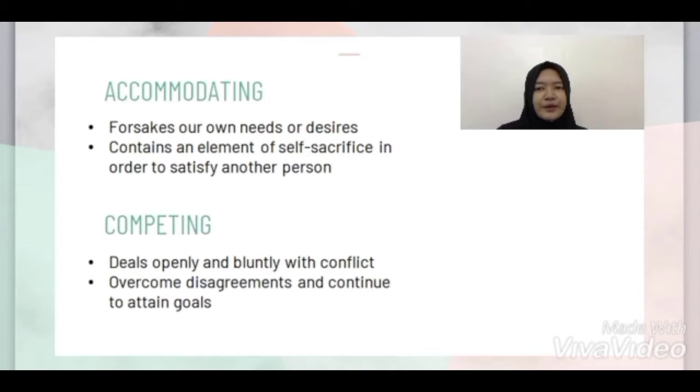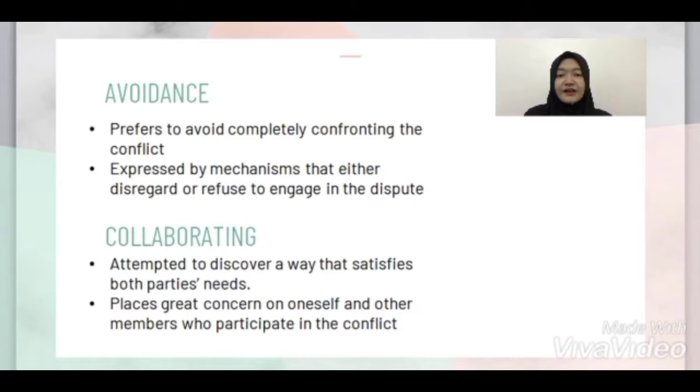The competing style can be used in an appropriate way by a leader or someone who has a higher position in developing the judgment and expertise for every problem that occurs, because it is the most acceptable way of dealing with conflict. So next is avoidance.